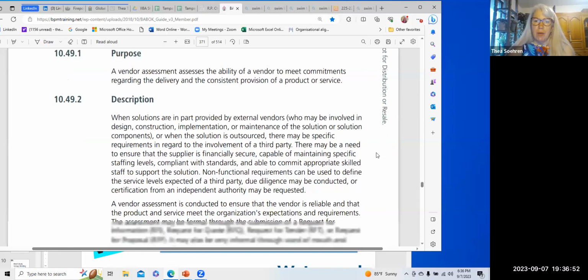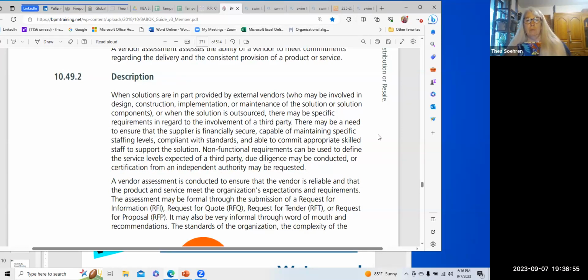Whenever your solutions are provided entirely or partially by external vendors, and these vendors may be involved in the design, construction, implementation, or maintenance of the solution or solution components, or when the solution is outsourced, somebody else is going to do it for you, there may be specific requirements in regard to the involvement of the third party. They may need to ensure the supplier is financially secure, capable of maintaining specific staffing levels, compliant with standards, and able to commit appropriate skilled staff to support the solution. Non-functional requirements can be used to define the service levels expected of a third party. Due diligence may be conducted, or certification from an independent authority may be requested.